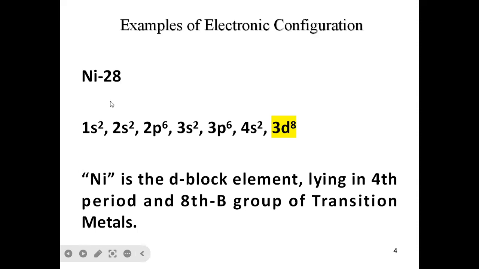Taking the example of nickel 28, we can write the electronic configuration as 1s2, 2s2, 2p6, 3s2, 3p6, 4s2, 3d8. So this yellow highlight shows that nickel is the d block element lying in the 4th period and 8th B group of the transition metals.